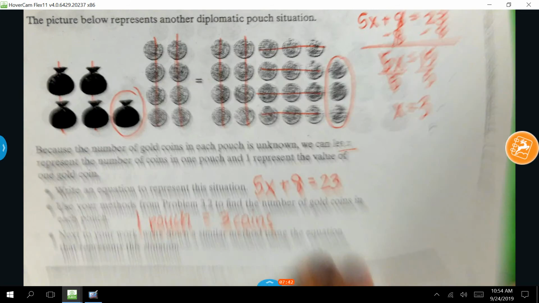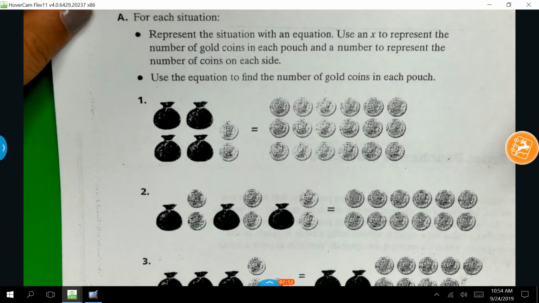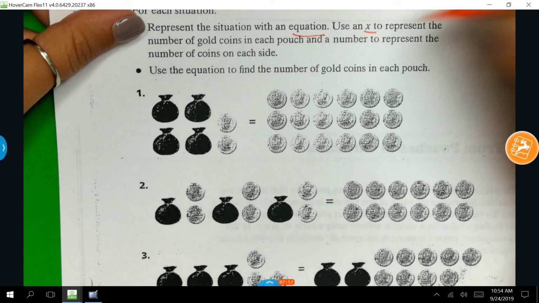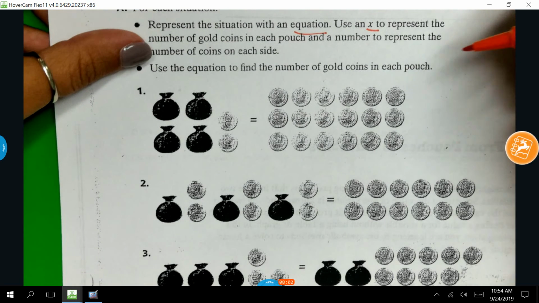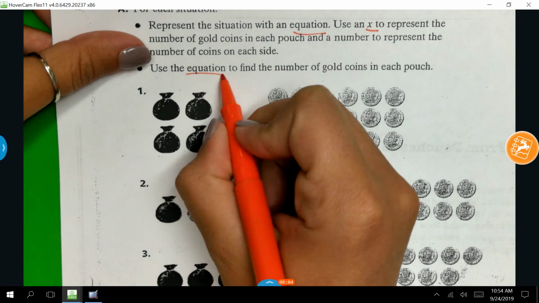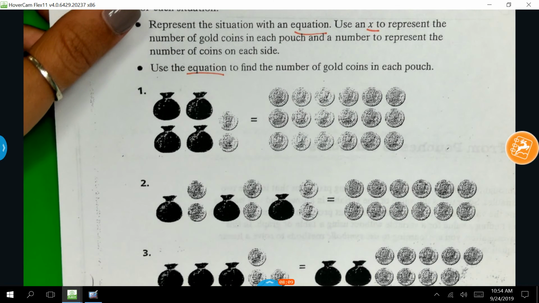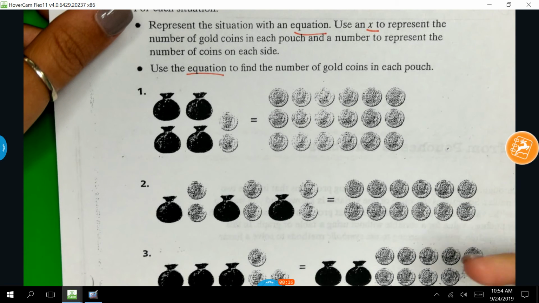Alright, flip over. Alright, so for all of these problems, 1 through 4, it tells you to represent the situation with an equation, use X, and then find the number of coins in each pouch, okay? It also says to use the equation to find the number of coins. So I want you to write the equation and use that equation to figure out the number of coins. Don't use your pictures. You can use your pictures to check your answer, but I want you to practice how to solve that equation, okay?